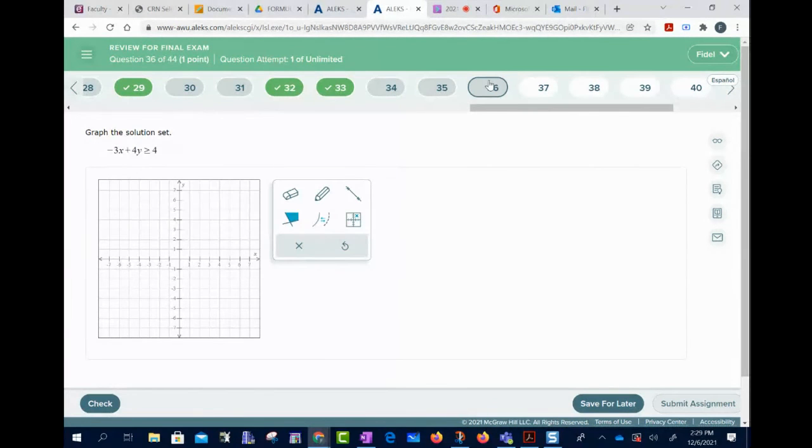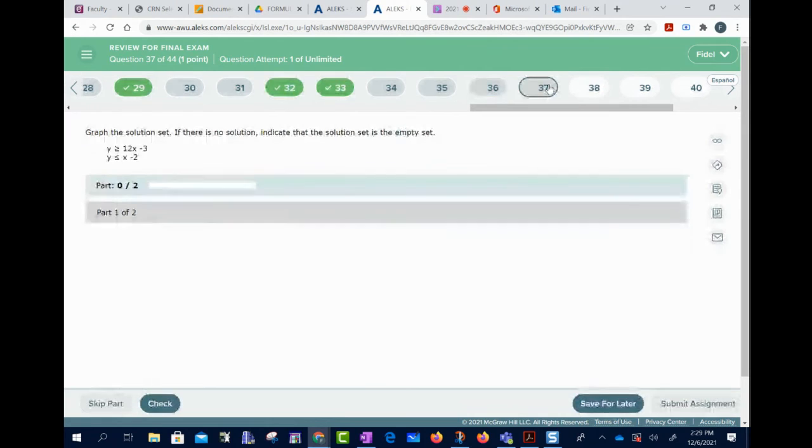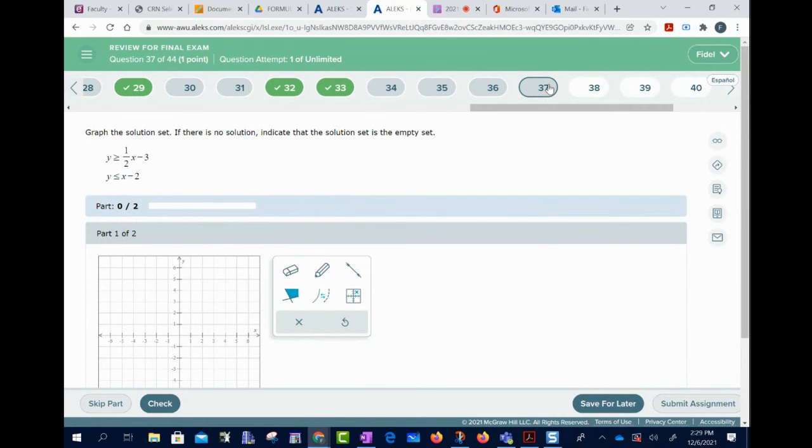36, graph the solution set. Anybody want me to go through 36? Okay. 37, let's see. What about the graph the solution set here? Anybody want me to take a look at this one? Still good?